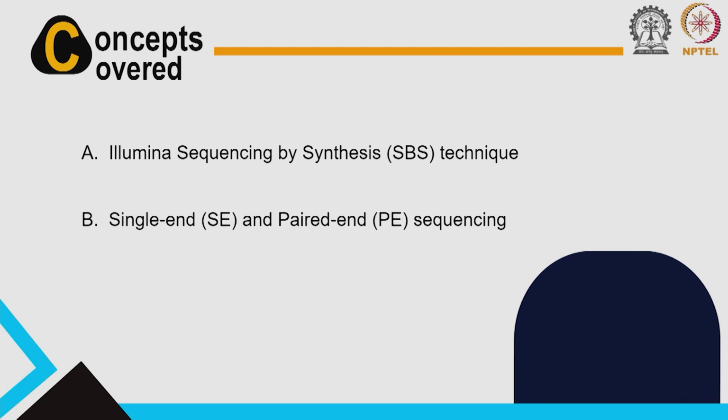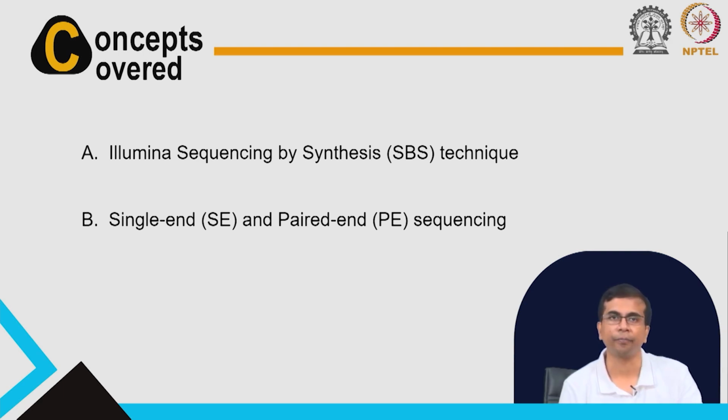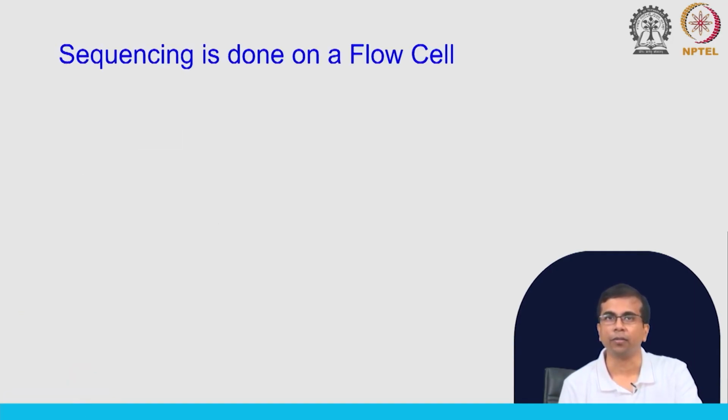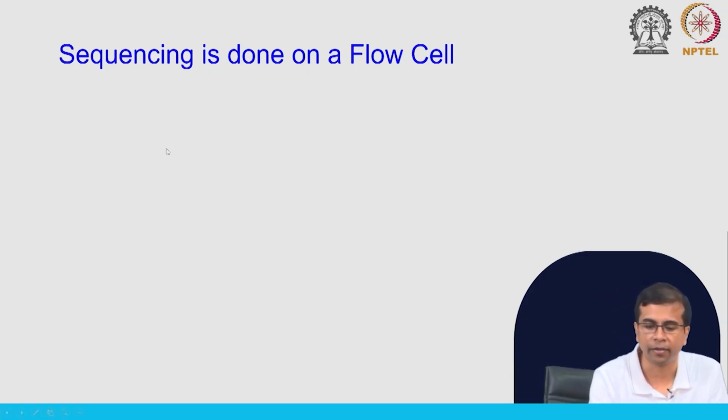We will talk about single end and paired end sequencing. So, let us start. So, these are the keywords that we will come across. One is reversible termination, bridge amplification and short and long read sequencing. Okay. So, in Illumina, sequencing is done on a flow cell, not a picotiter plate, but it is a very similar idea.